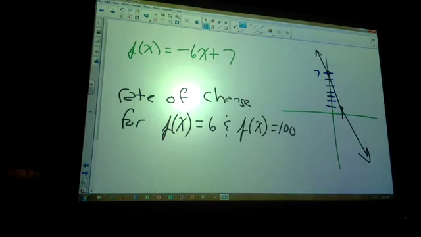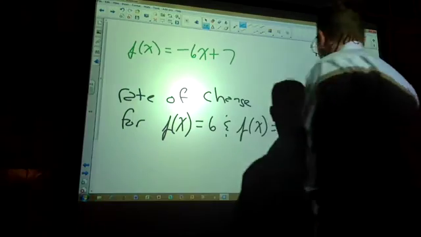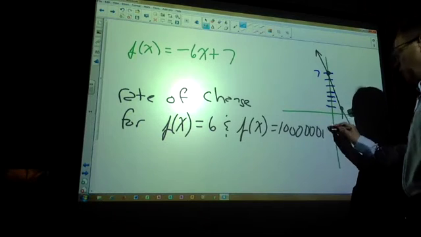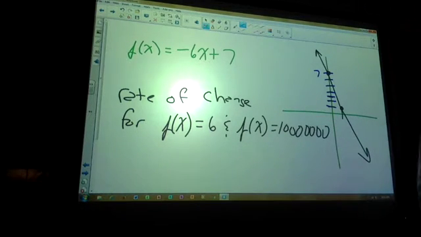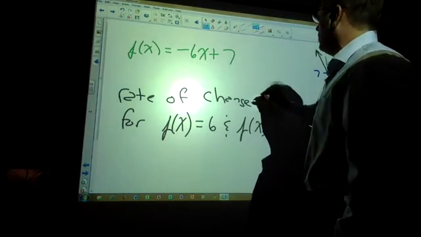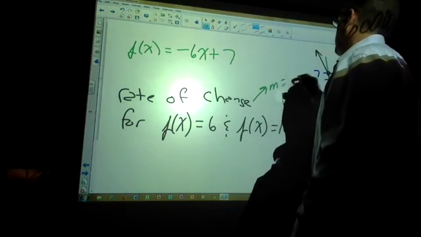Between 6 and 100. What about that? So I don't know. That's too big. What's the slope? -6. -6. So the rate of change for this problem is m equals -6.